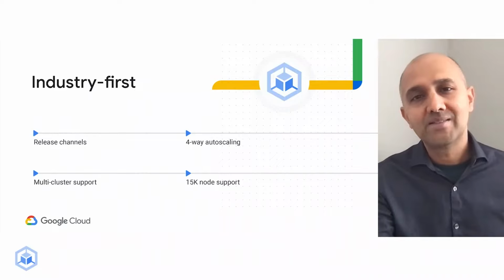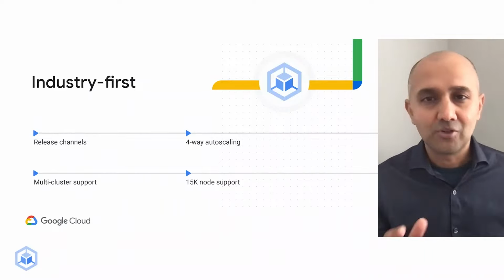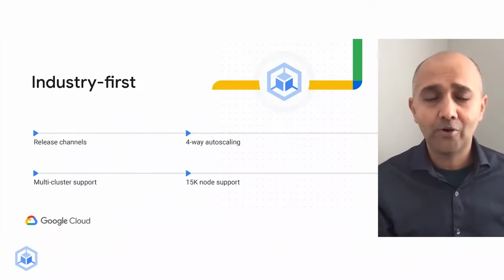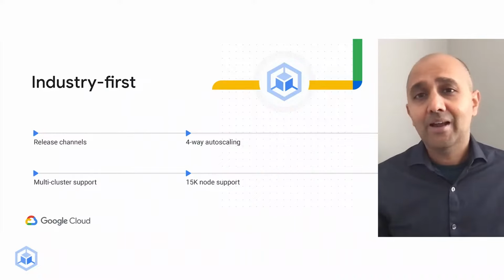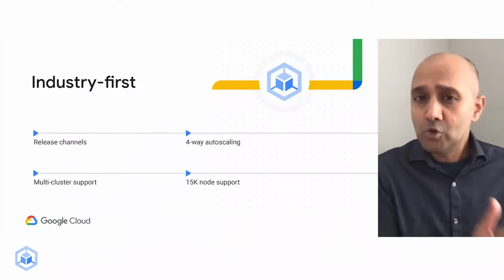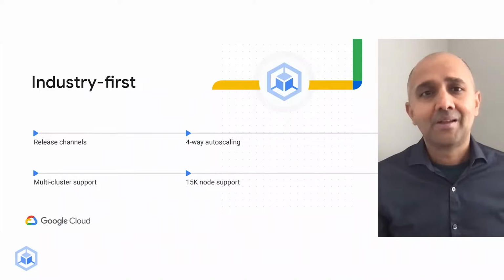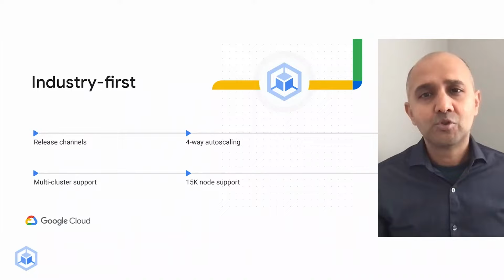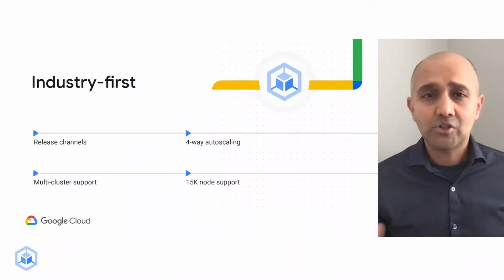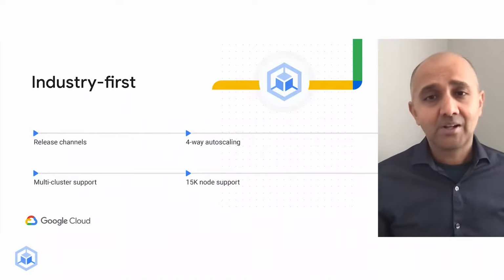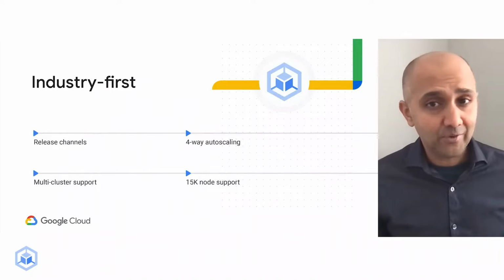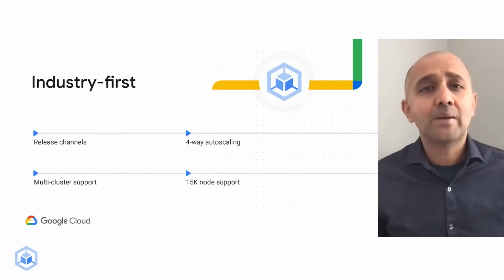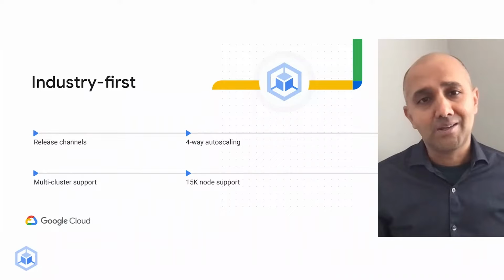GKE also provides industry-first capabilities such as release channels, multi-cluster support, four-way auto-scaling, and node auto-repair to help you improve your availability. And it's not just all of these great capabilities. GKE also helps you optimize costs with its efficient bin packing and auto-scaling. Customers like OpenX are benefiting from this by saving up to 45% by using GKE.